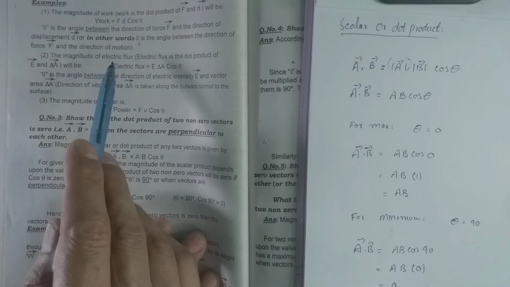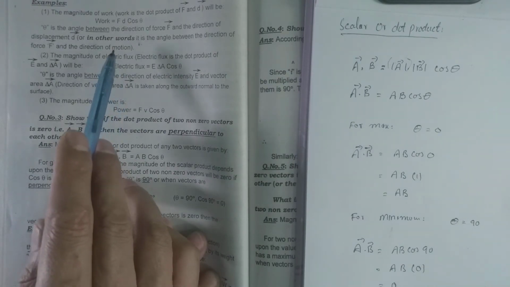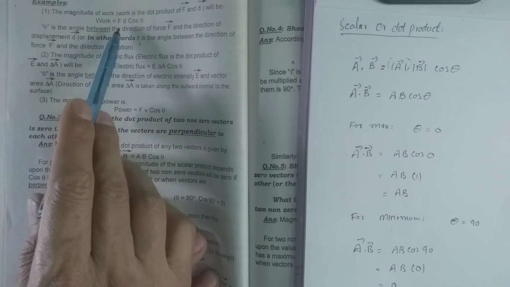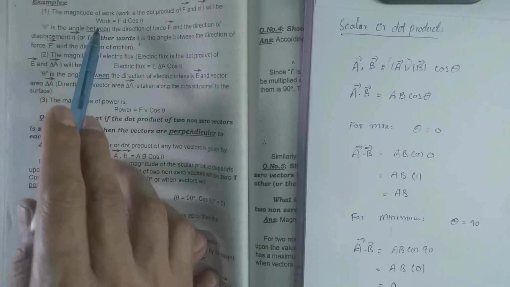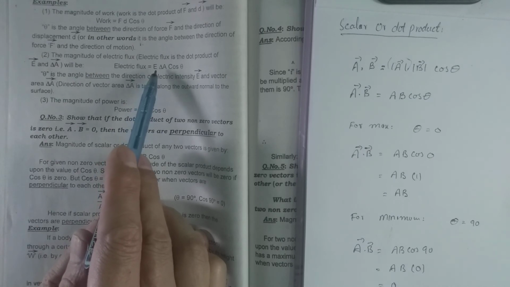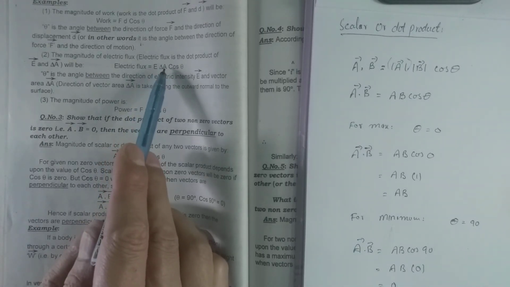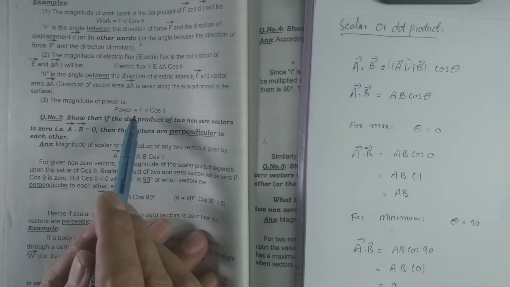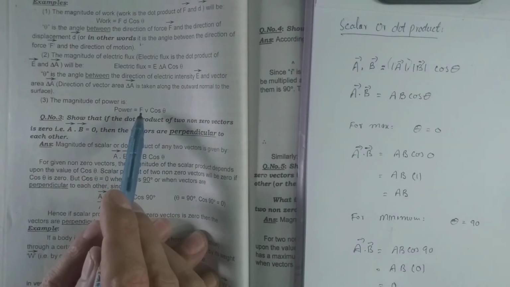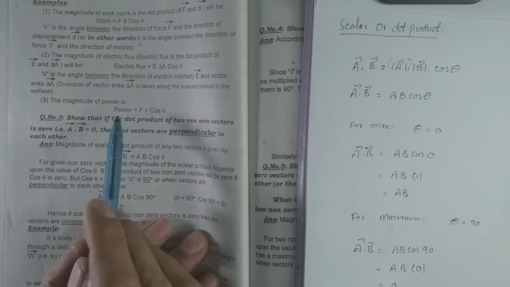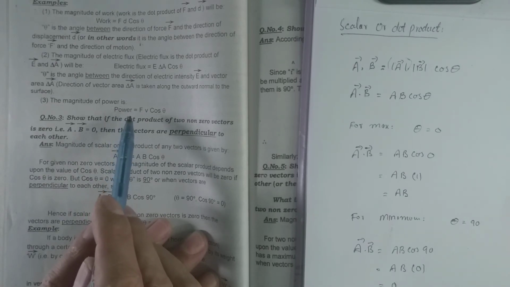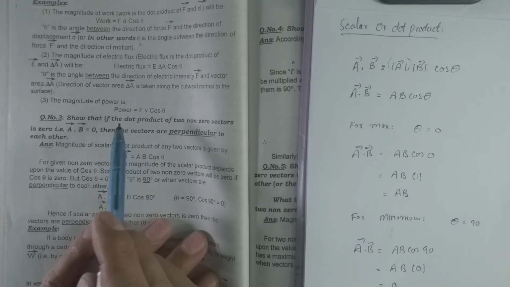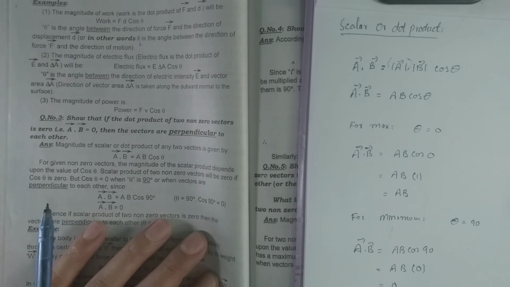And if the angle in all of them is equal to 90 degrees, meaning the force and displacement are perpendicular to each other, you get 0 work. Similarly, if the electric field intensity is perpendicular to the vector area, you get 0 electric flux. And if force and velocity are perpendicular, you get 0 power. So for the maximum scalar product, the angle should be 0, and at 90 degrees you get the minimum value, which is 0.